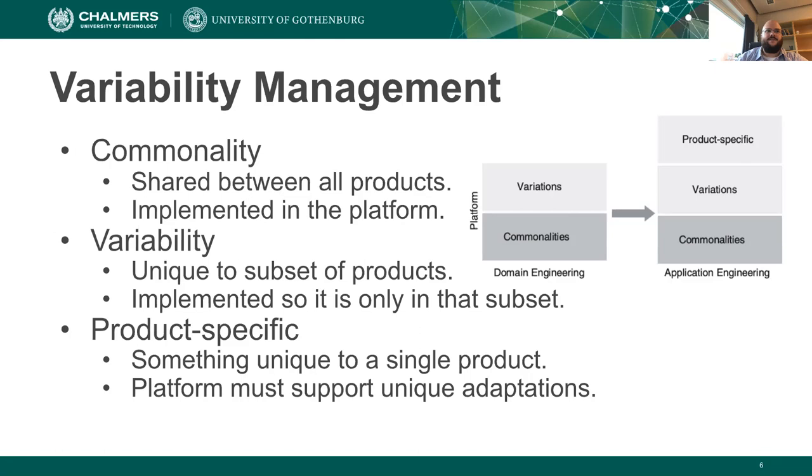The commonalities and variabilities, these are the things that are explicitly part of our platform, are things that we handle when we're focused on the process of domain engineering, on building the platform itself and maintaining the platform itself, right? Whereas product-specific characteristics are things we hold until we're developing a concrete product and worry about then.